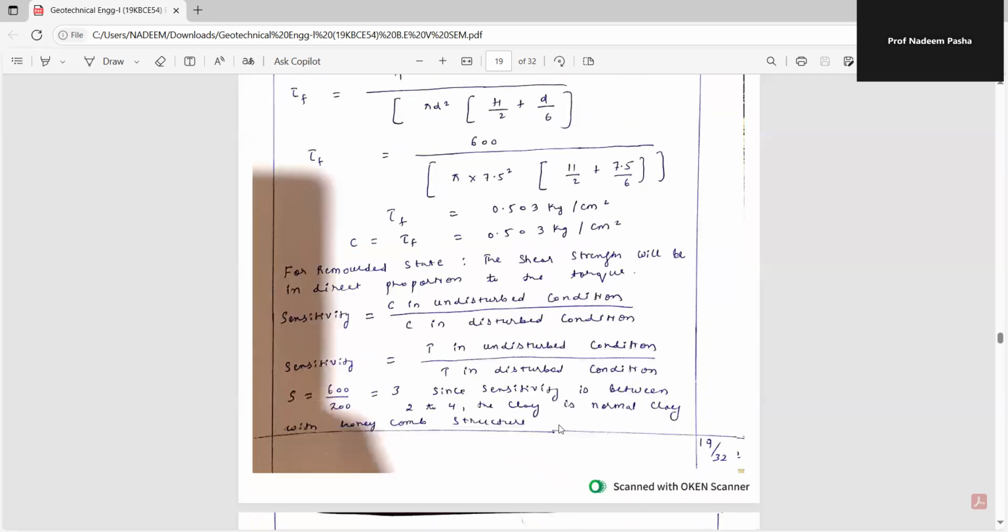For remolded state, the shear strength will be directly proportional to the torque. Sensitivity is c in undisturbed condition to c in disturbed condition. Similarly, sensitivity is T in undisturbed condition to T in disturbed condition. S equal to 600 by 2, which is 3. Since sensitivity is between 2 to 4, the clay is normal clay with a honeycomb structure.